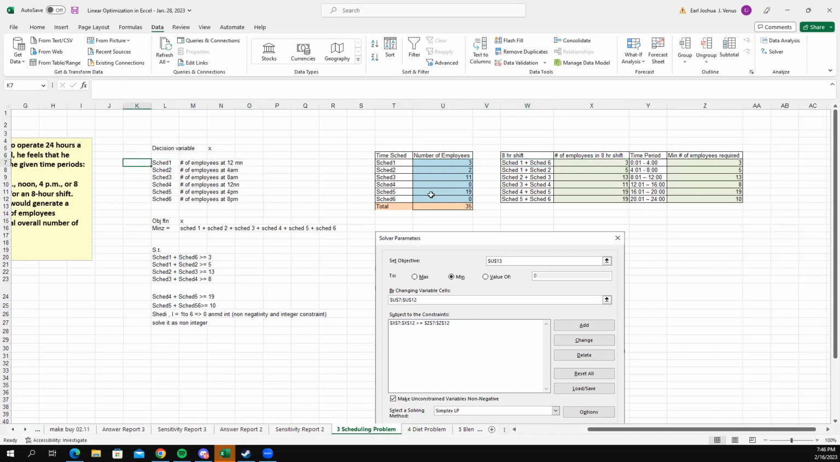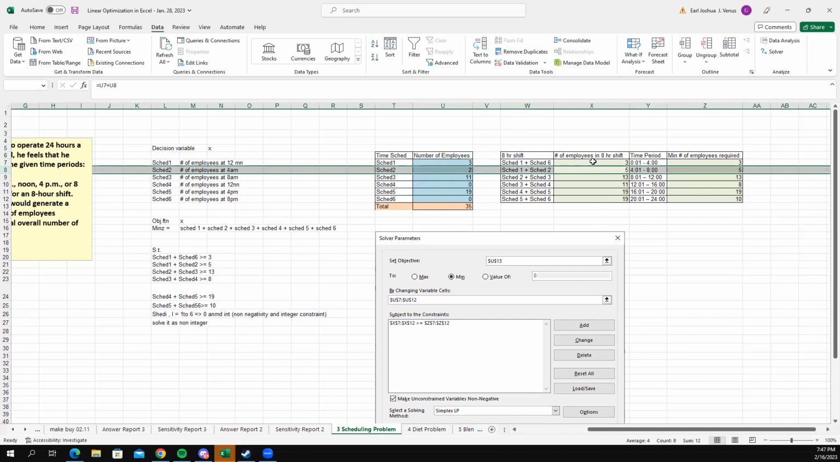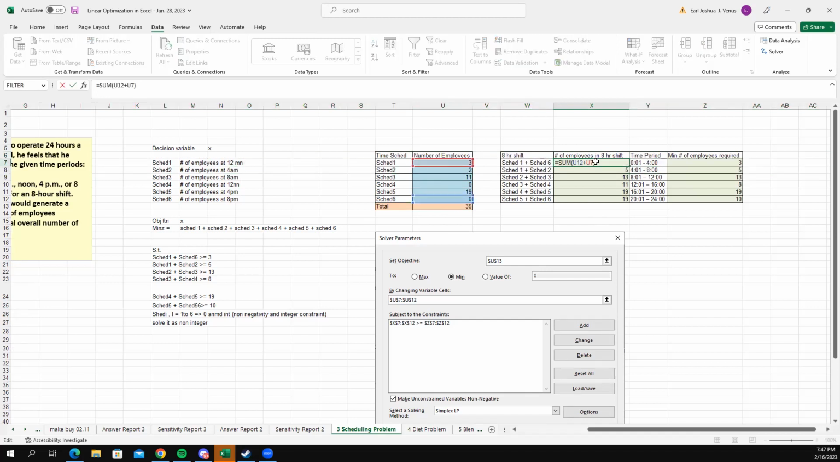Could you please press F2 dun sa X, ano mo? F2, X7. Yes. So it's the sum of Sched 6 and Sched 1. Okay, all right. You can see here that what Earl did was to sum the decision variable for Sched 1 and Sched 6. Okay. As long as the equations are okay, we will not have any problems.